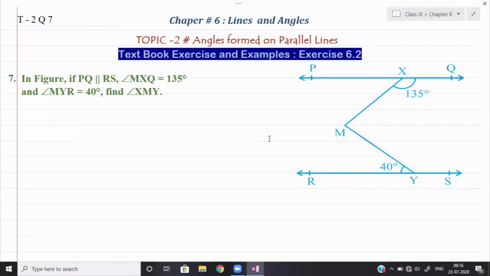Hello students, welcome back to the math class. Today we are going to start topic number 2, question number 7 onwards. We are doing the topic of angles formed on parallel lines.